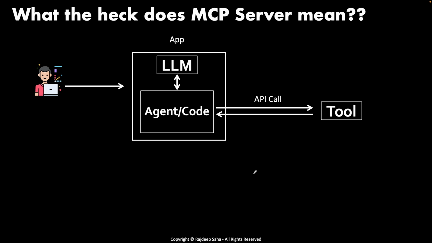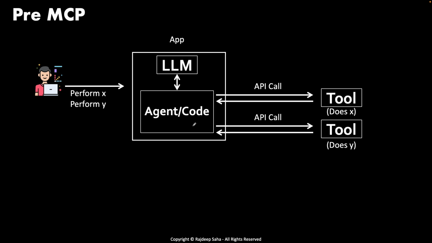You as a user may send a command to the agentic application, which has access to some large language model running some agentic code, say perform X. And you may have access to a tool which does X, right? And you can have multiple tools like this, say perform X, perform Y, and then this agentic code just calls this tool which does X, another tool which does Y.